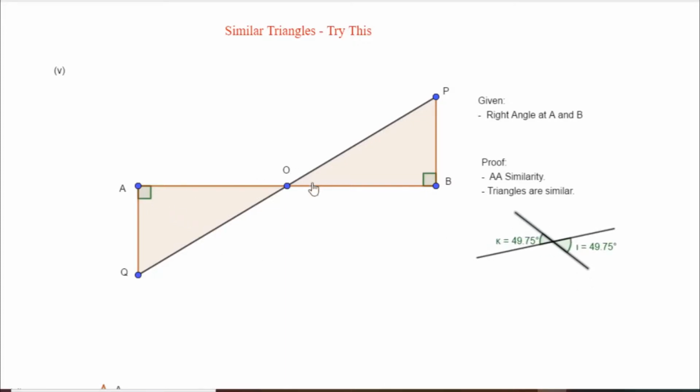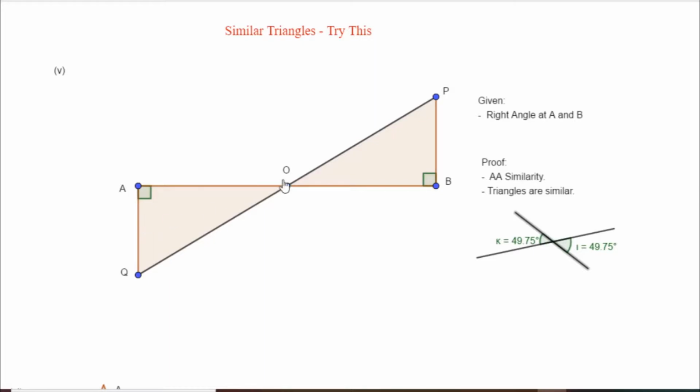So the angle AOQ must be same as angle POB. So now two of the angles in both the triangles have the same values. When two of the angles are the same across both the triangles, the third angle value must also be the same for both the triangles. It means angle Q must be equal to angle P, because in a triangle, the sum of all three angles must be equal to 180 degrees.